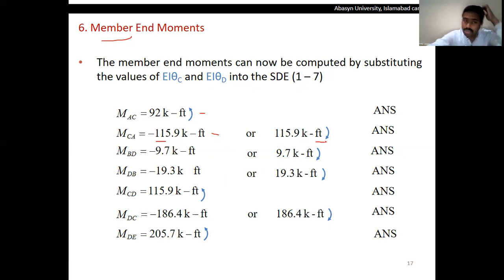Because initially we assume in terms of slope, and in the slope deflection method, we assume that all anti-clockwise rotations are considered positive. So if in any formula or equation you get the value of the moment negative, it means there is a clockwise rotation or clockwise movement in that particular member.